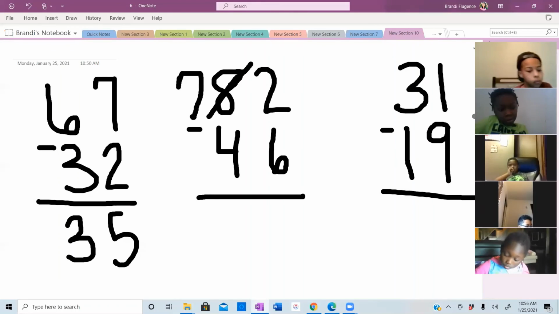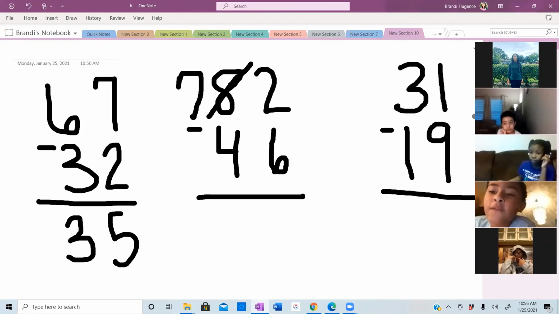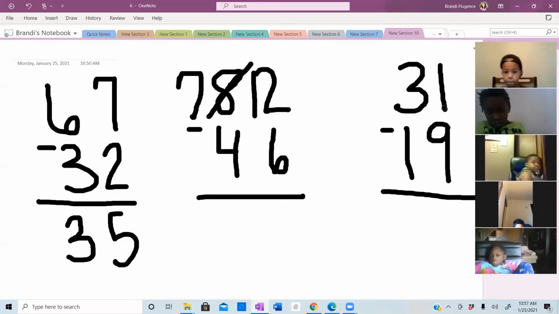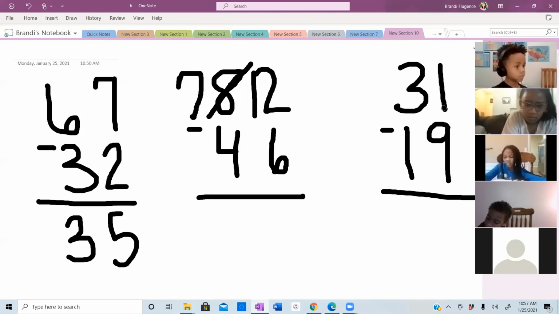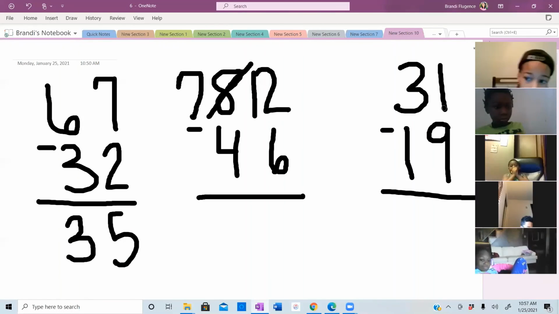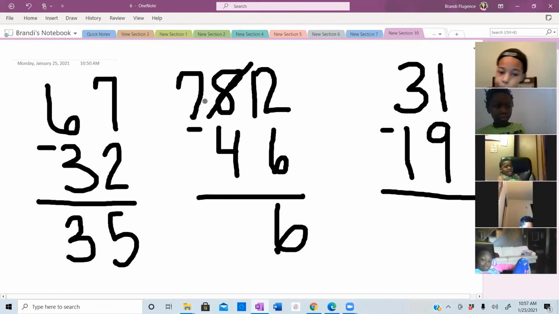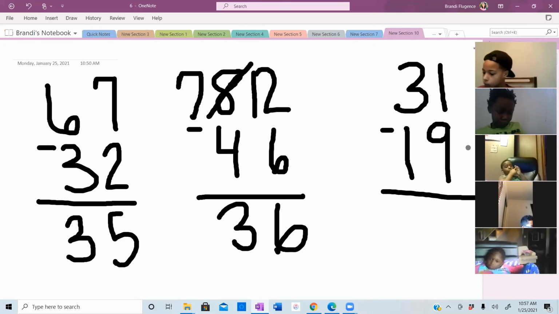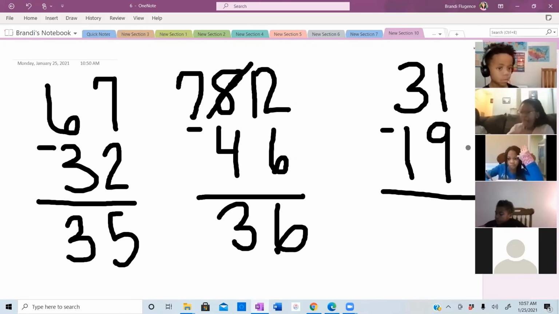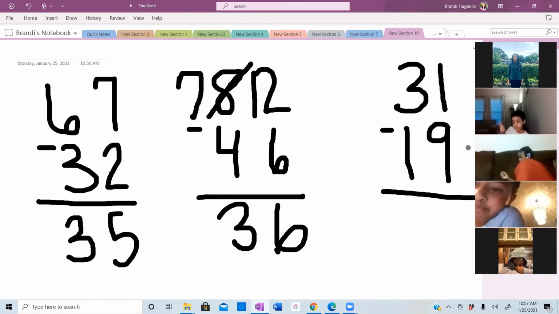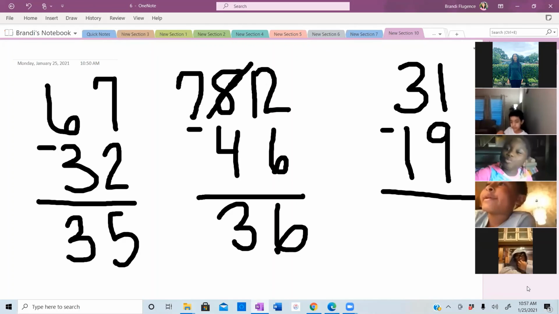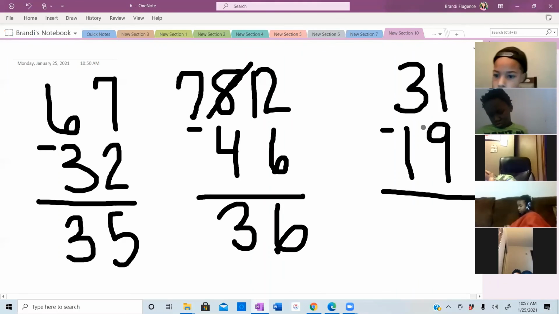Where do I add the 10? To the 2, and it becomes what? 12. Good. So now can I subtract? Is it big enough? Yes. All right, so subtract. So 12 minus 6 is 6. Good. And 7 minus 4 is 3. Good. 36. Who had 36? I did. All right. All right, let's do the next one.